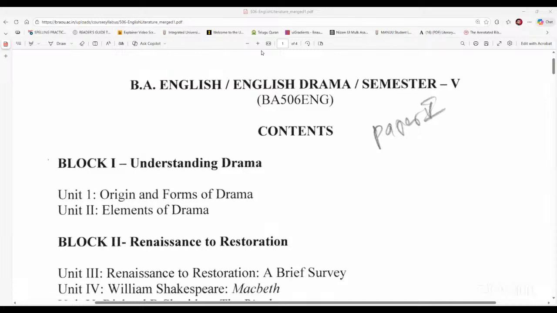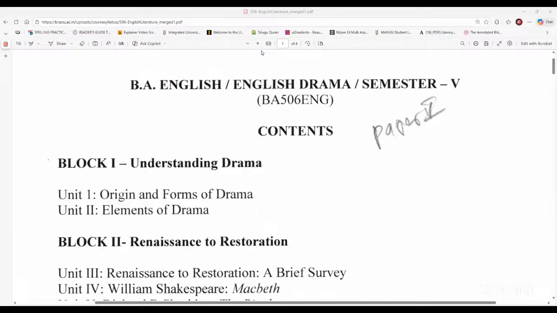Then there are different forms of dialogues also. Monologue, where one person is talking. Then there is a conversation, which is between two or more people. Then there is aside, there is soliloquy. So these are different forms of a dialogue.